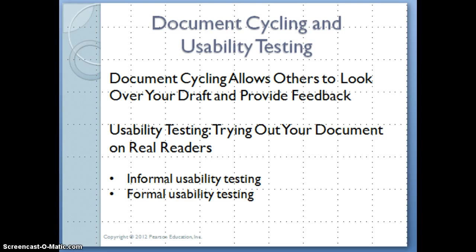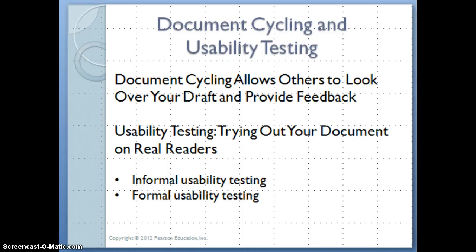Document cycling allows others to look over your draft and provide feedback. And then usability testing is trying out your document on real readers, and you can have either informal or formal usability testing. Informal usability testing should at least ask other people to look over the document and mark places where they stumble or find it difficult to understand your meaning. In formal usability testing, you can run experiments with sample readers to measure how well they can understand and use your document. And oftentimes usability laboratories are used to observe reactions of readers as they use documents.